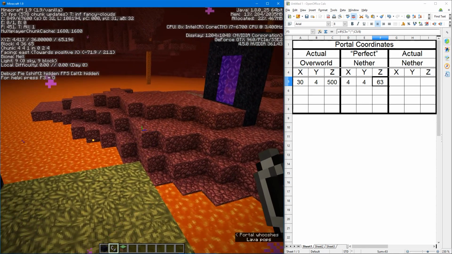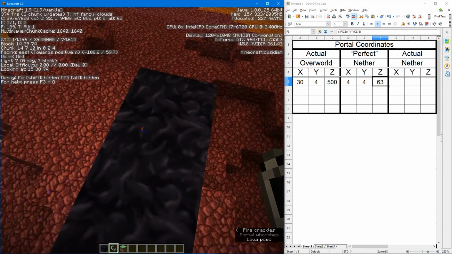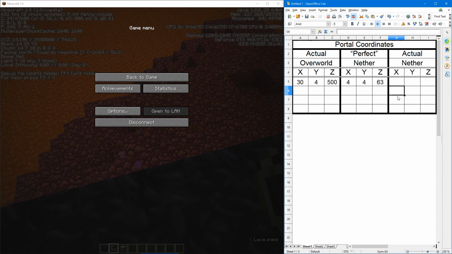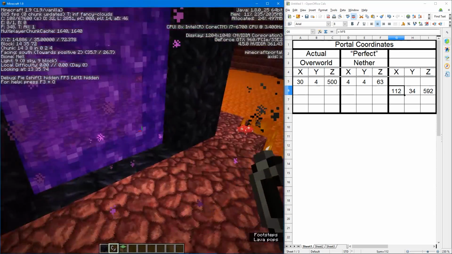Now, if we wanted to figure out the exact coordinates for this, it's at 1439.74. Because it's a spreadsheet, let's make it a little easier. We'll go 14 times 8, 39, actually it's going to be 34, and then 74 times 8. Instead of using a calculator, I'm just using this so it's easier for you guys to see. So that is the coordinates that we're going to go through and create another portal to.